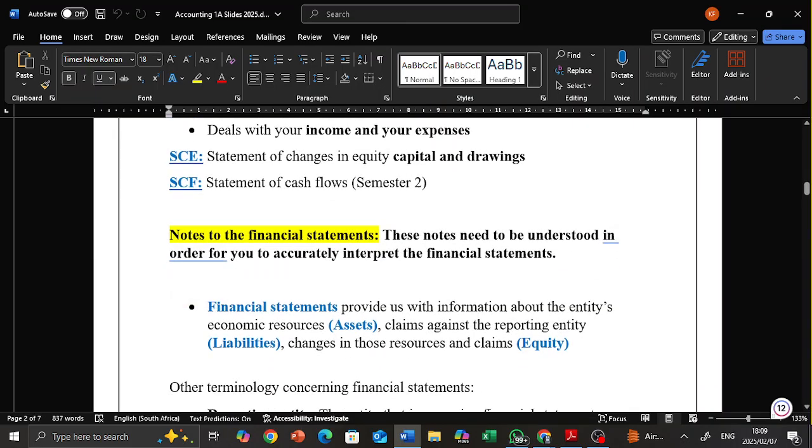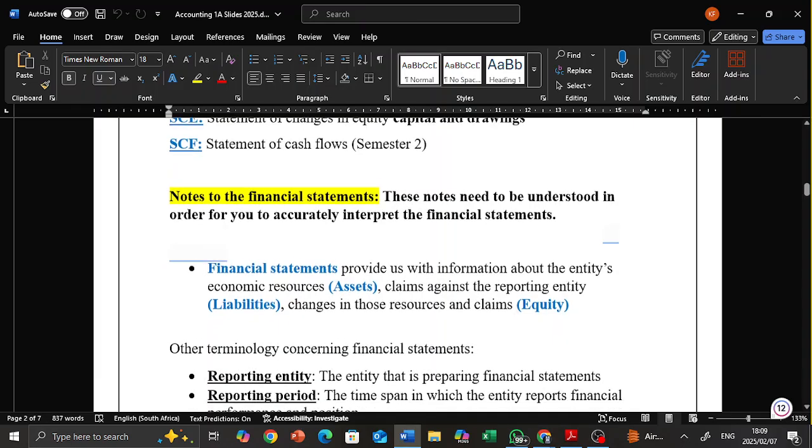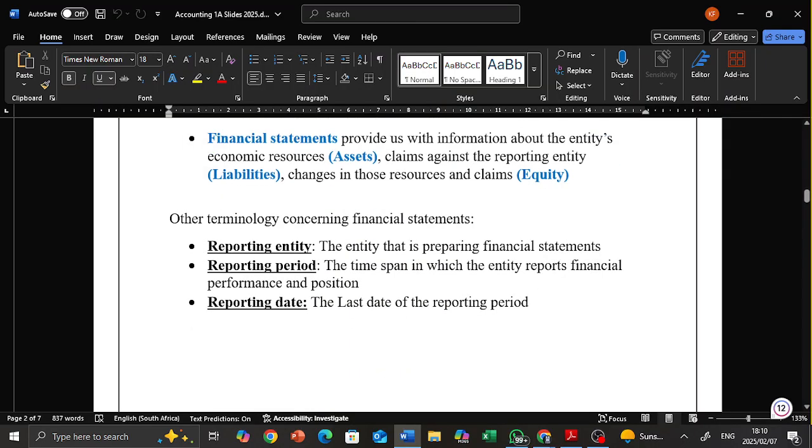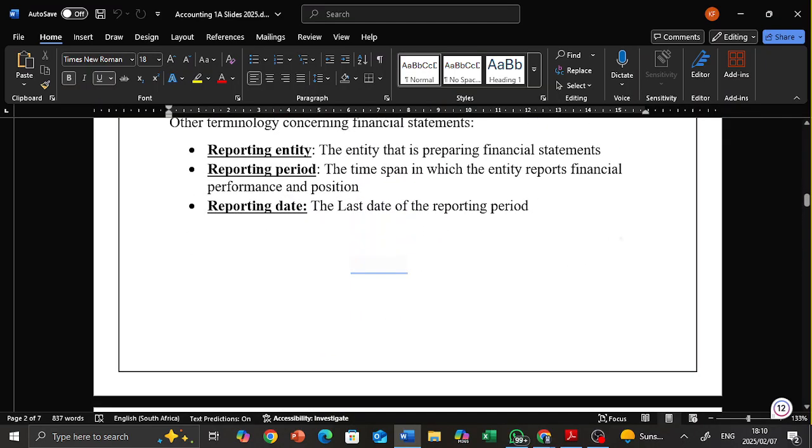I hope that I have enough time to show you what the notes look like. But once again, I told you the notes will be specifying, if I list my machinery as 10 million, my notes are going to identify exactly why that machinery is listed as 10 million, also accounting for aspects such as depreciation. Okay? Right, we came to reporting entity, period, and date.